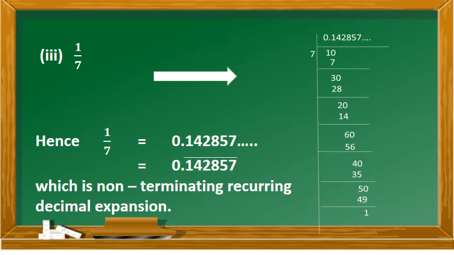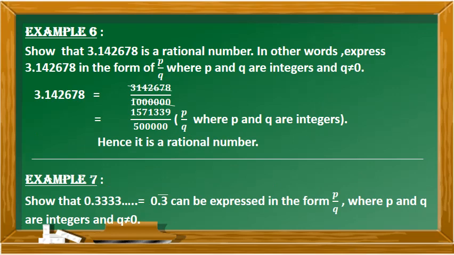1 by 7 is equal to 0.142857, that goes on, which is equal to 0.142857 bar, where the bar indicates that a set of digits is getting repeated. Now what kind of a decimal expansion is 1 by 7? It is a non-terminating recurring decimal expansion.